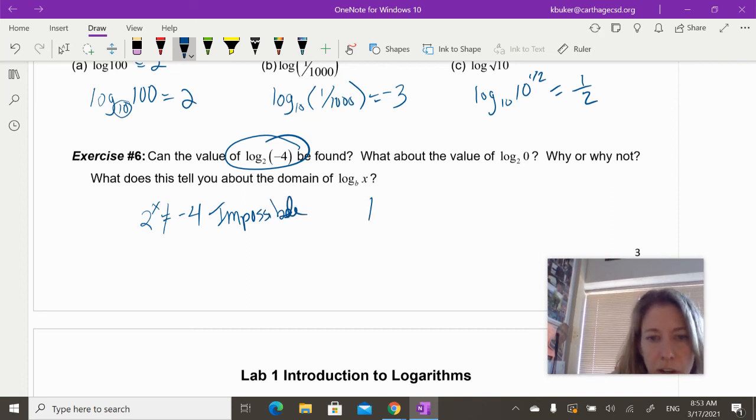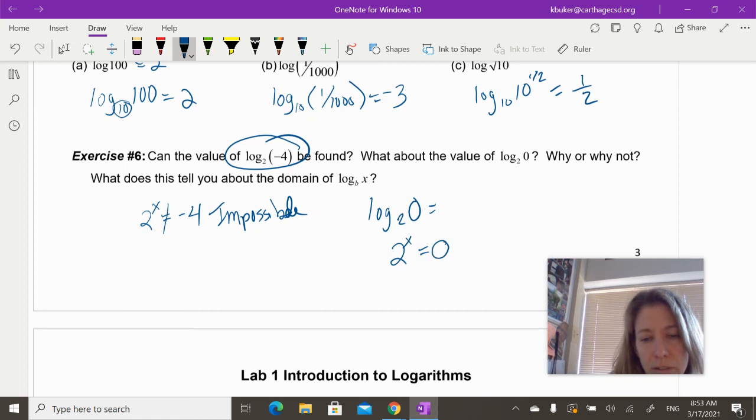Okay, it also asks about log base 2 of 0. Basically this asks, 2 to what power equals 0? Well, hopefully you're thinking exponentials, there's an asymptote at y equals 0. This cannot happen either. When we have exponentials, remember, there's an asymptote at y equals 0. We can never equal the value itself. 2 raised to any power never equals 0. It's always greater than 0.